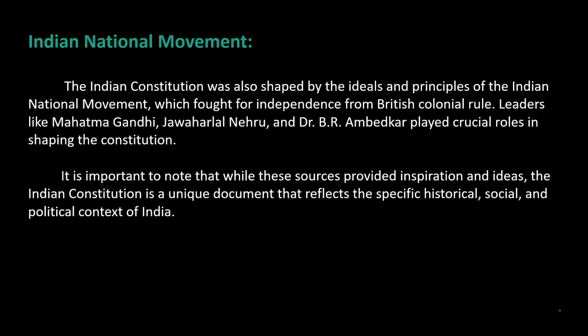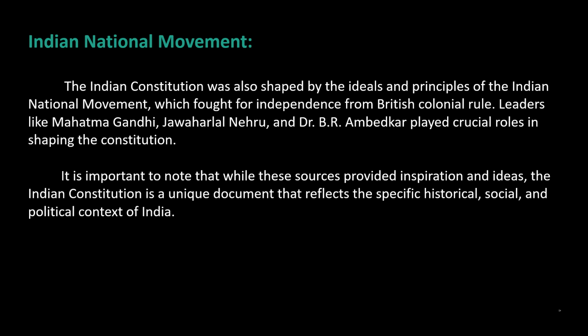Indian National Movement. The Indian Constitution was also shaped by the ideals and principles of the Indian National Movement, which fought for independence from British colonial rule. Leaders like Mahatma Gandhi, Jawaharlal Nehru, and Dr. B.R. Ambedkar played crucial roles in shaping the Constitution.